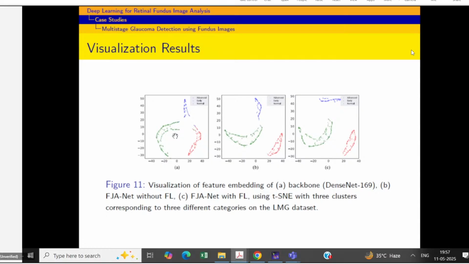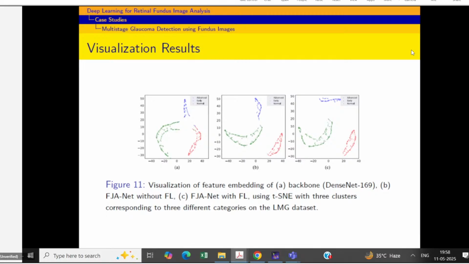This is the visualization result of the feature embedding, the kind of features we have learned. If you see this particular plot, you can see the clusters of three different classes. These are samples represented in three different clusters, and you can see the separability among the classes is very low if you are considering only the backbone architecture, which is DenseNet 169. There are also certain samples of this class you will find over here.